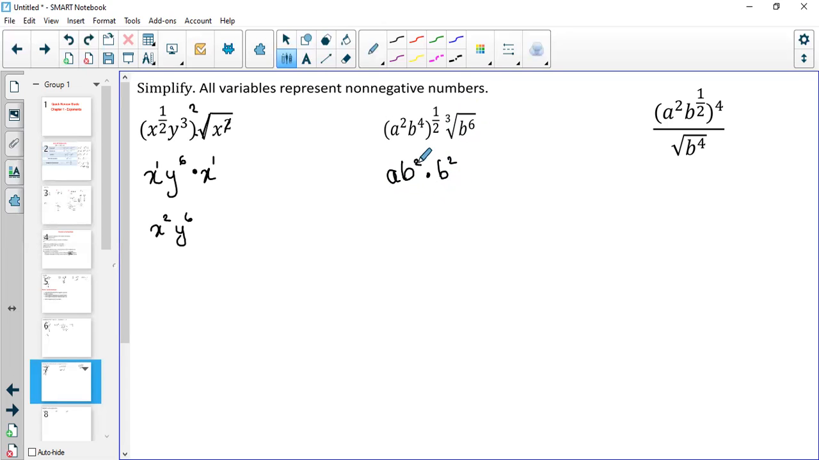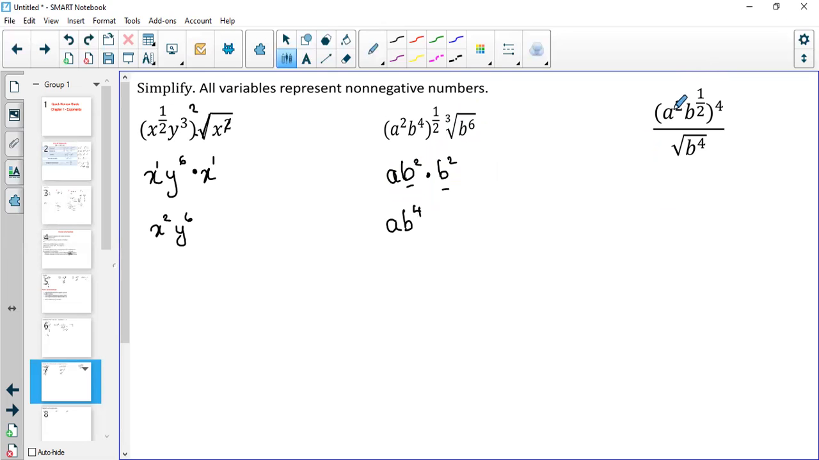Now we need to further simplify this, right? So this is going to be a, and b squared multiplied by b squared is going to give you b to the power of 4. Just add the exponents because the bases are the same. So the simplified answer is going to be a b to the power of 4.